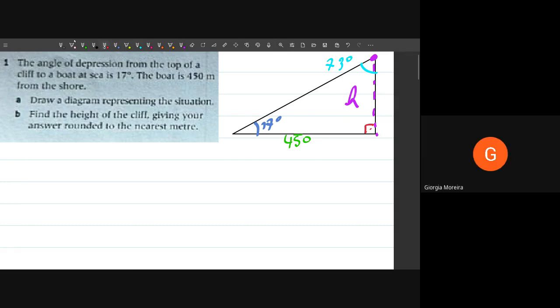I just didn't understand about the cliff and the shore, etc. But okay, we have this. So you have to find the height. The height is the opposite side of the 17 degrees, okay? And you have the adjacent side. So you can use what trigonometry function? Do you know?